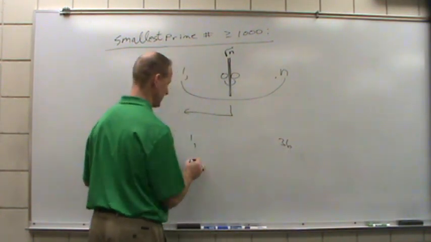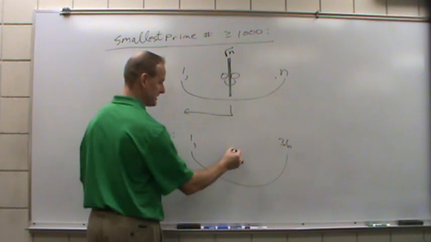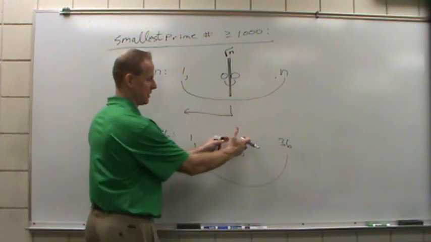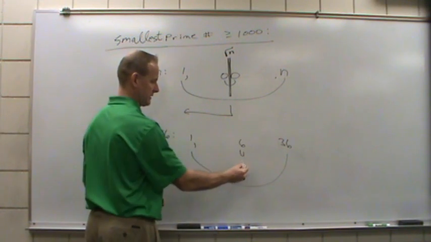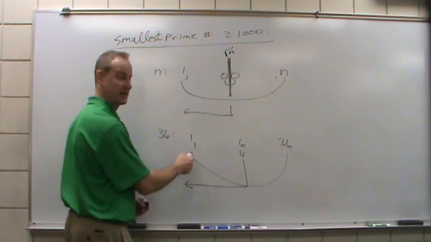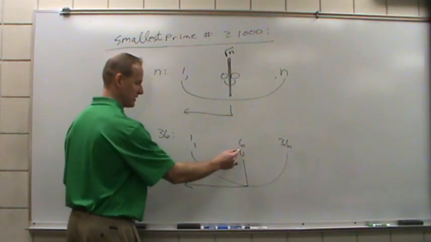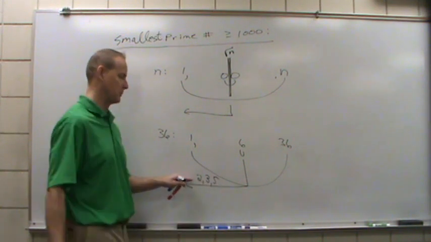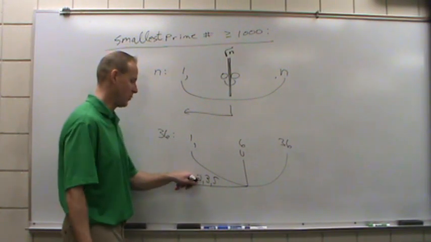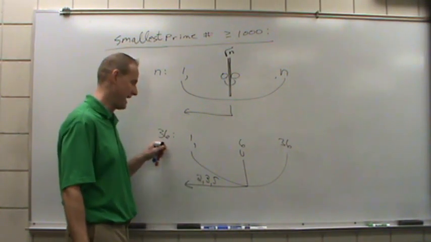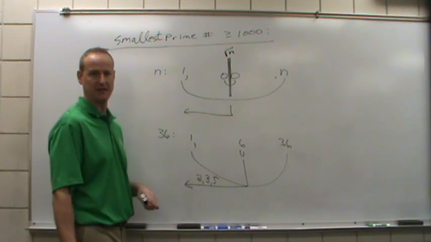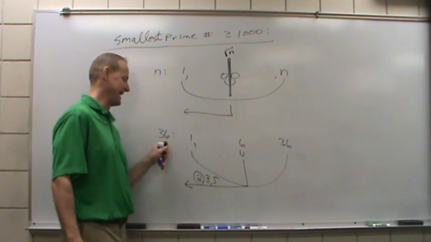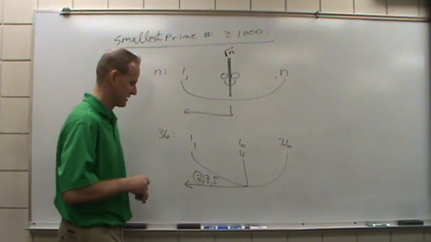36 is 1 times 36. If 36 is composite, the square root of 36 is 6. Now 6 times 6 is 36. So all I've got to do is check prime numbers less than or equal to the square root, in other words, less than or equal to 6, which would be 2, 3, or 5. If any one of these divides 36, then 36 will be composite. If none of these three would divide 36, then 36 would be prime. But of course, 2 is less than the square root of 36, and it divides 36, so we know that 36 is a composite number.